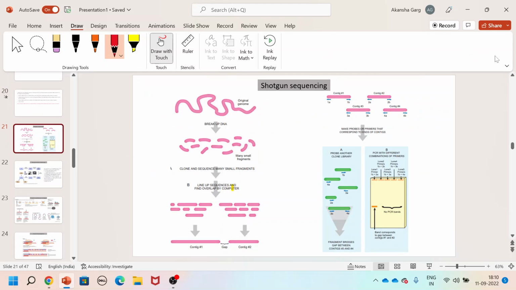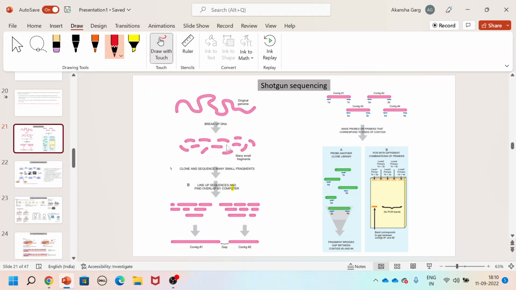So you asked what is the difference between Sanger sequencing and shotgun sequencing, right? In shotgun sequencing, we need a library. Firstly, our original genome is broken up using various forces like ultrasonication for the fragmentation of DNA molecules, leading to the generation of many small fragments, and then these small fragments are cloned, right? So the next step involves cloning, which is not there in Sanger sequencing.